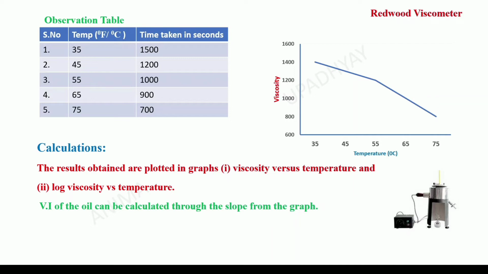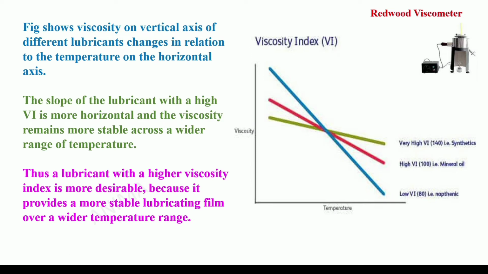So we can plot either the viscosity versus temperature or log viscosity versus temperature, where viscosity is taken on the y-axis and temperature is taken on the x-axis. And you can see here with these readings we are getting a graph like this. So it is showing that up to 55 degrees the viscosity is almost constant, and after that the oil becomes thin.